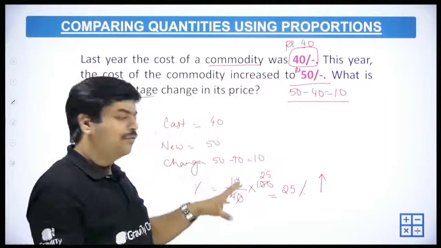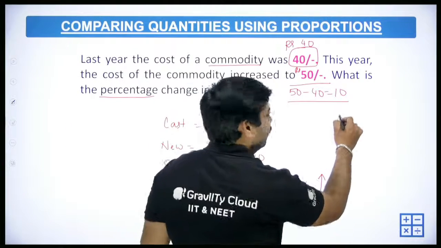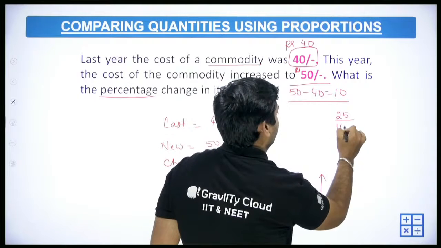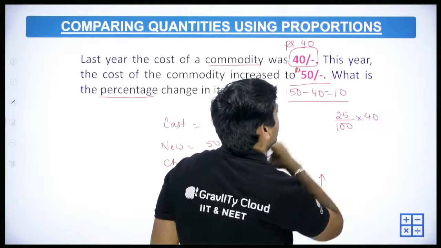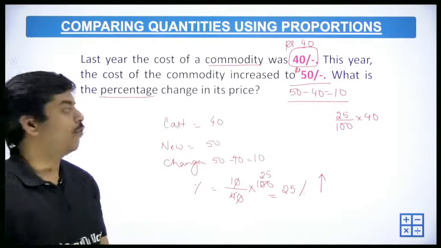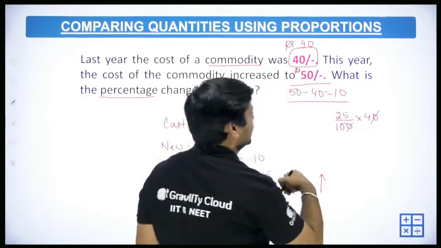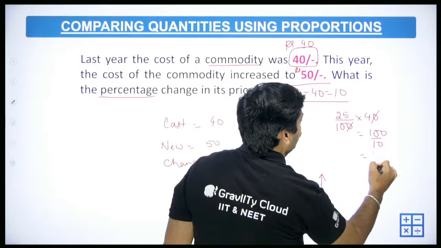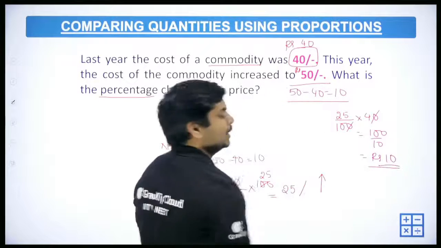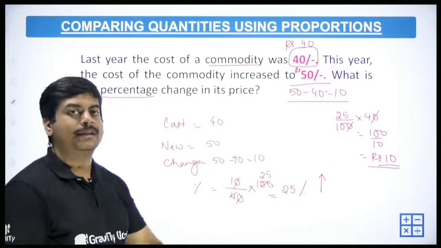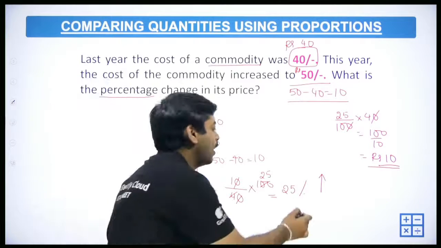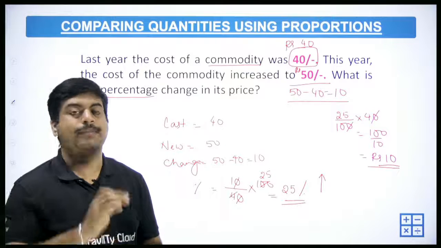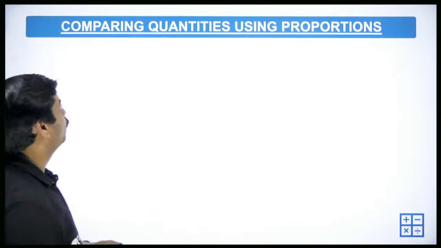Let us calculate what that 25 percentage is. Okay, so 25 percentage, that is 25 by 100 of 40, let's say. 25 percentage of 40. So 0 and 0 get cancelled, right? So 25 into 4 is 100, 100 by 10, that is 10 rupees. So 10 rupees, there is a change, that is a 25% change in its price, right? So let's try to move forward.